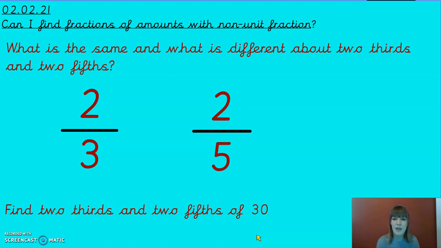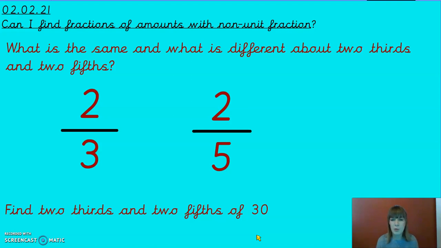Okay, welcome back. Well done for giving that a good go. So let's start with 2/3 of 30. I do 30 divided by 3, which equals 10. That's 1/3. Now I want to multiply that by 2, which would be 20. So 2/3 of 30 is 20. And now 2/5 of 30. I do 30 divided by 5, which equals 6. And then I times that by 2. So 6 times 2 would be 12.